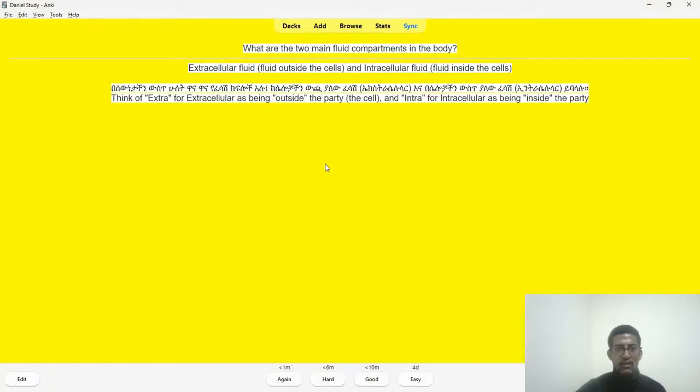So here we go. Extracellular fluid is outside of the cell, intracellular fluid is inside of the cell.